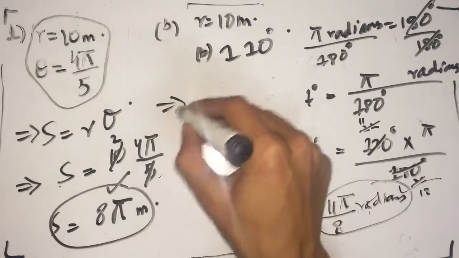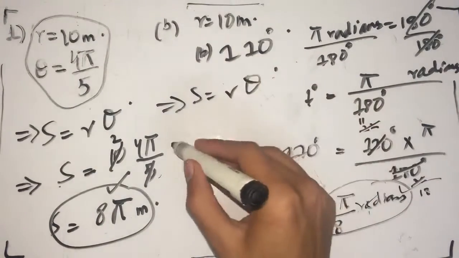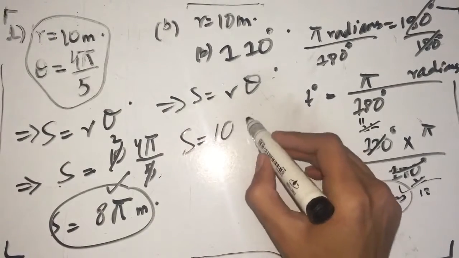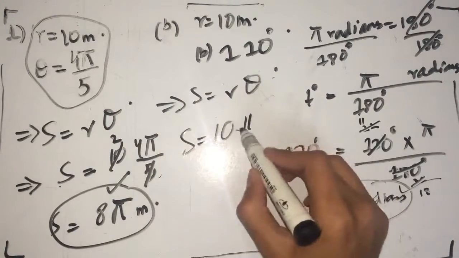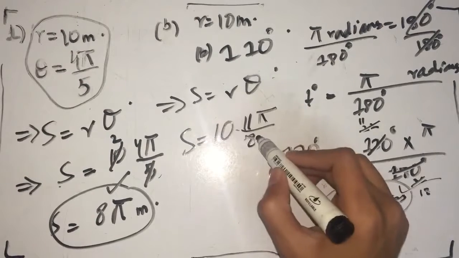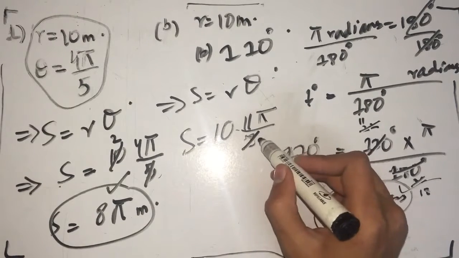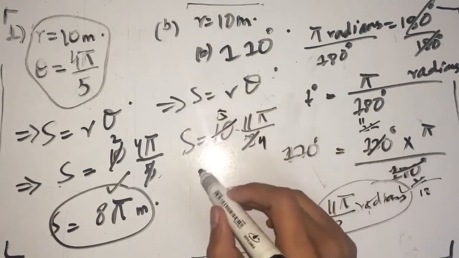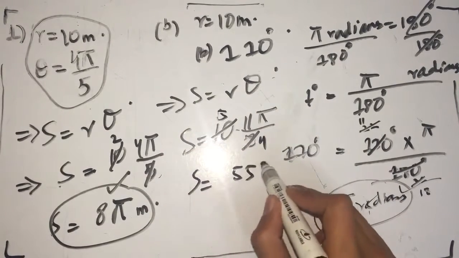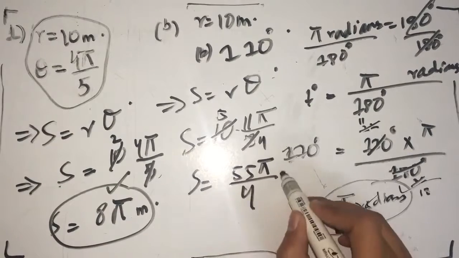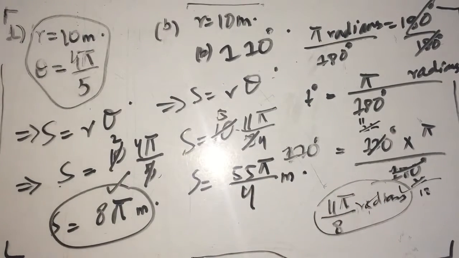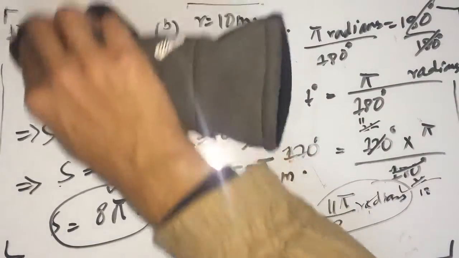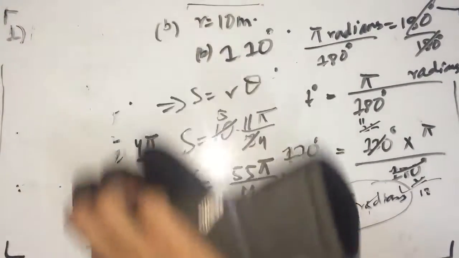So let's put these values into s equals r theta. We have s equals 10 times 11 by 18 pi. So we get 5 times 11, which is 55 pi by 9 meters. So this is how you calculate the length of the arc that subtends a certain angle.